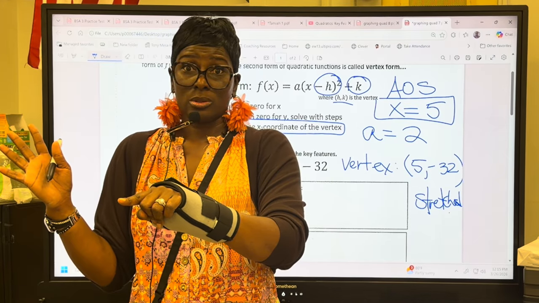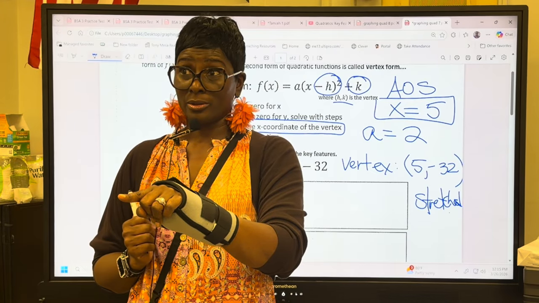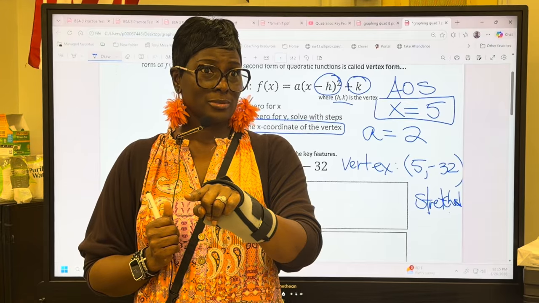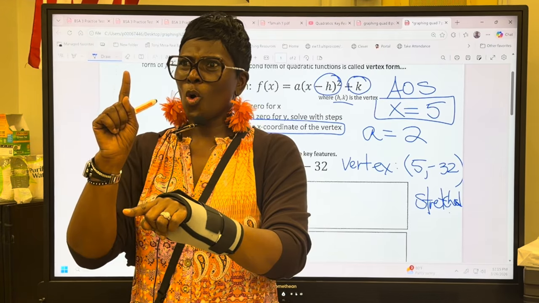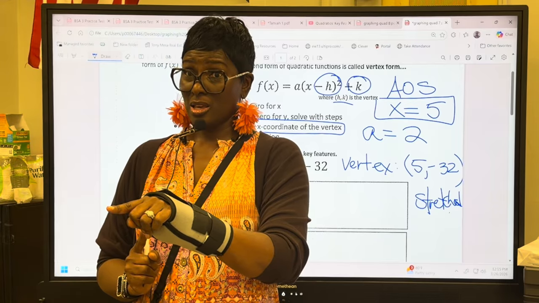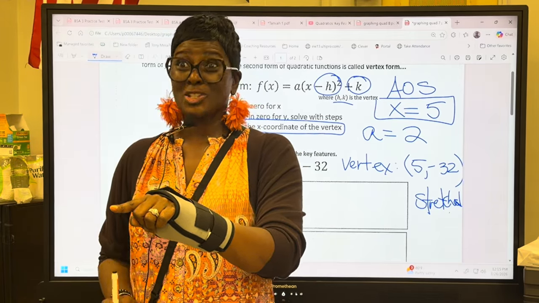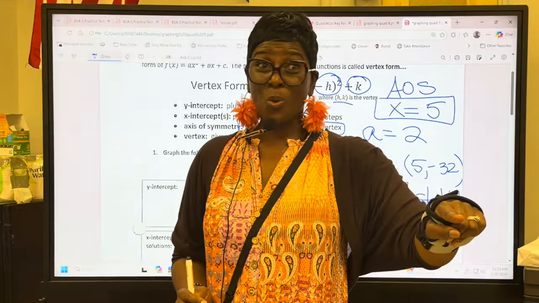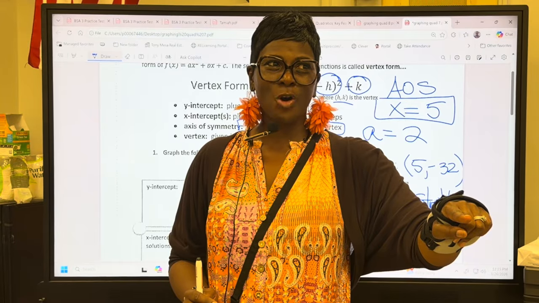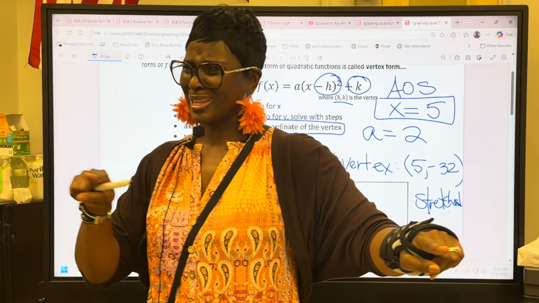Which one? Right. 5, negative 32. Where am I going? Left. Right. So, first coordinate is a 5. That's the x. Where's 5 in relation to 0? Right. To the right. So where do you go if you're going to 5 on the x? To the right. If I was doing a negative, I would go to the left.